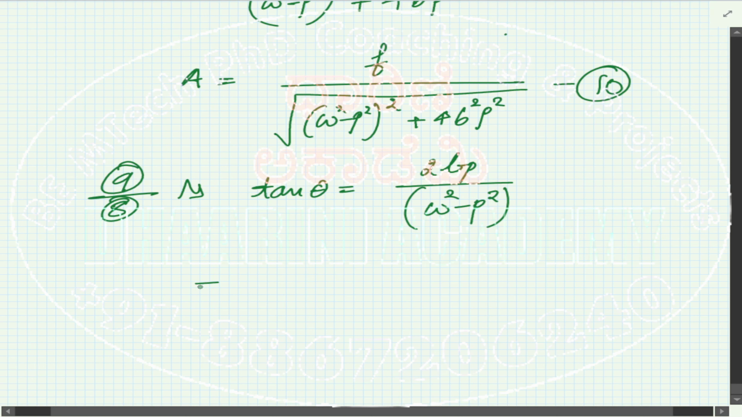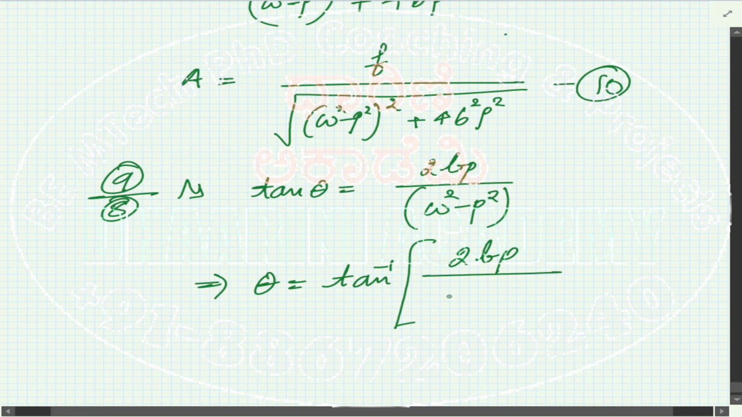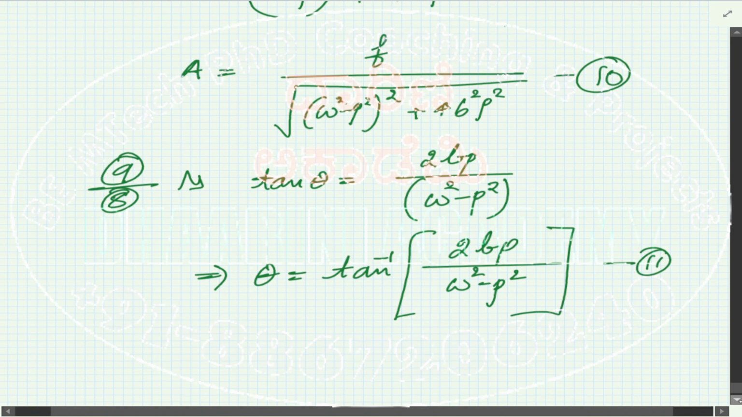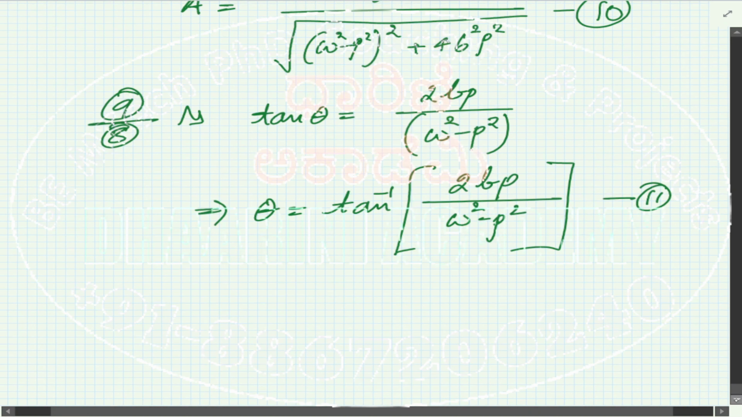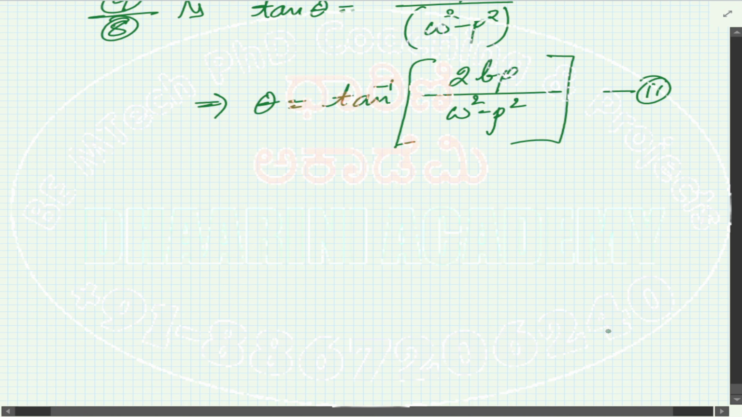Right? So this implies, how can you calculate theta? Theta is nothing but take tan inverse on both sides. That is tan inverse of 2 times beta p divided by omega square minus p square. So using this, I can calculate, this is equation number 11. So we can calculate the angle theta of the forced vibration. So how much angle is the delay angle or the lagging angle can also be calculated like this.